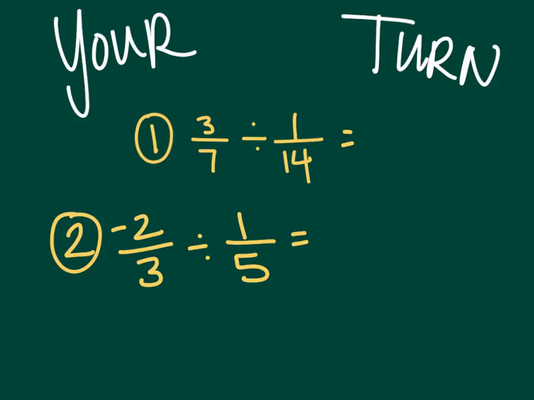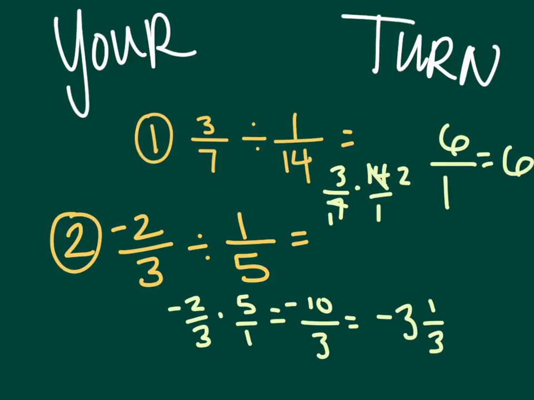2 questions here. Make sure you keep, change, flip, and then try to cross simplify where possible. Here are your answers with work also, so hopefully that will help you find your mistake if you have one. Star it if you got it right, circle it if you got it wrong.